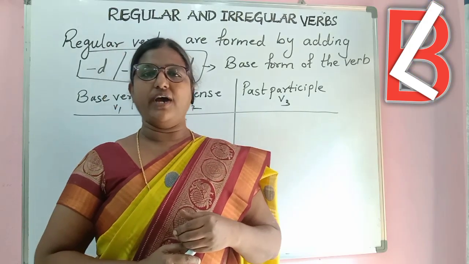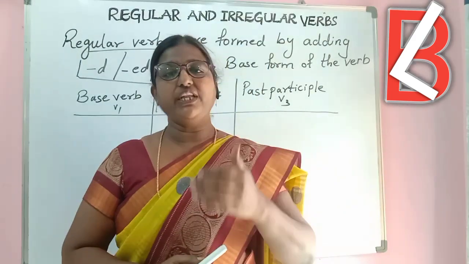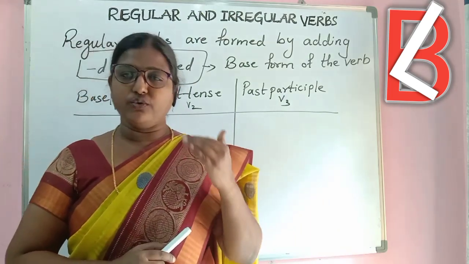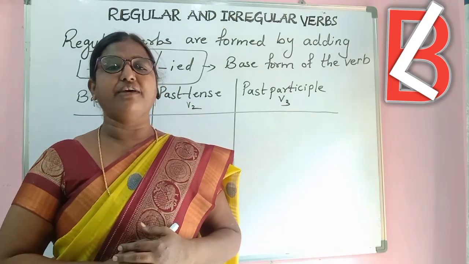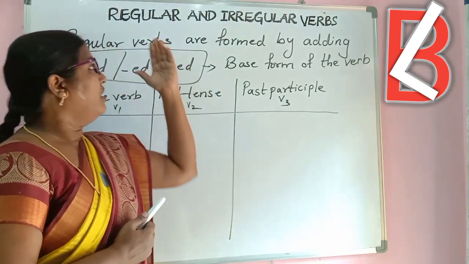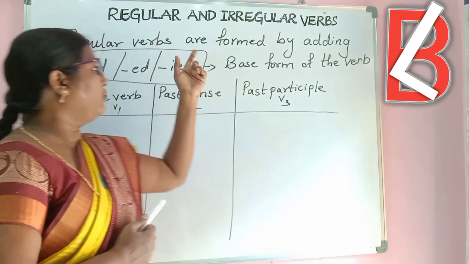In today's video, we are going to learn about regular and irregular verbs. We know that a verb denotes an action, a verb is a doing word, and a verb is compulsory to make a meaningful sentence. Today, let us learn what are regular and irregular verbs. Let us start with regular verbs.